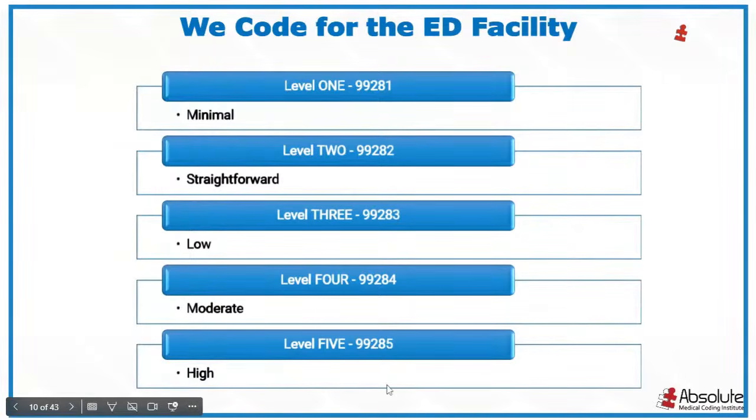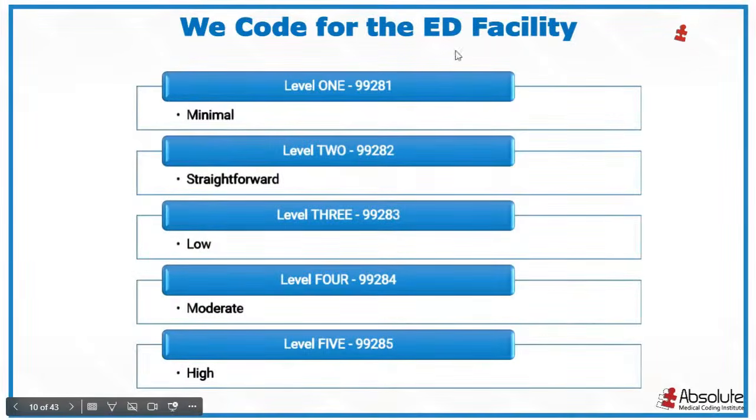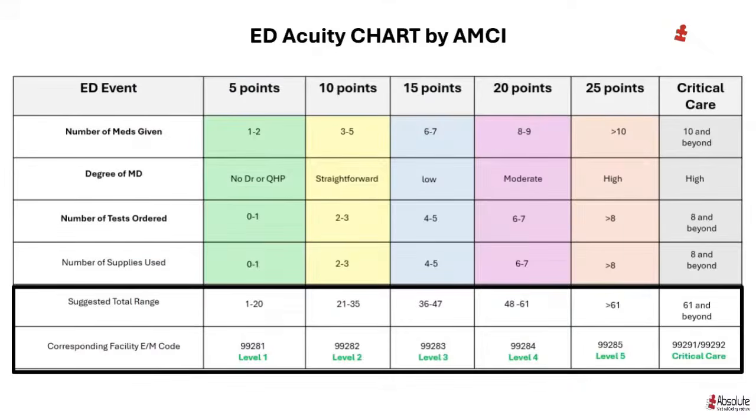by scoring, right? And you're either going to have a minimal level, a straightforward level, a low, a moderate, or a high level, right? And that's the same for the facility. You can have these levels, however, they are not one and the same. Your MDM score, your E&M level, is not the same as your ED level, right? And just so you have it, this is a glimpse of the AMCI ED acuity chart.